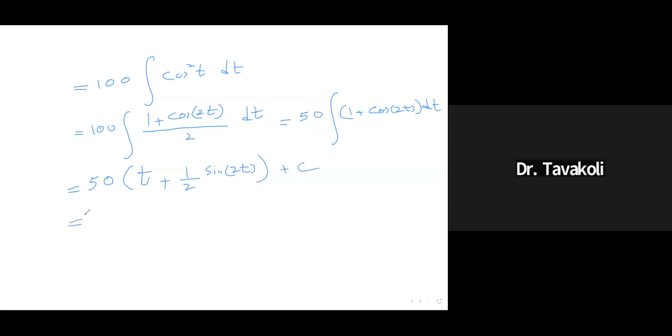Then we distribute 50 over the parentheses. It's going to be 50t plus 50 times 1/2 times sine of 2t. 50 times 1/2 is 25, 25 sine of 2t plus c.